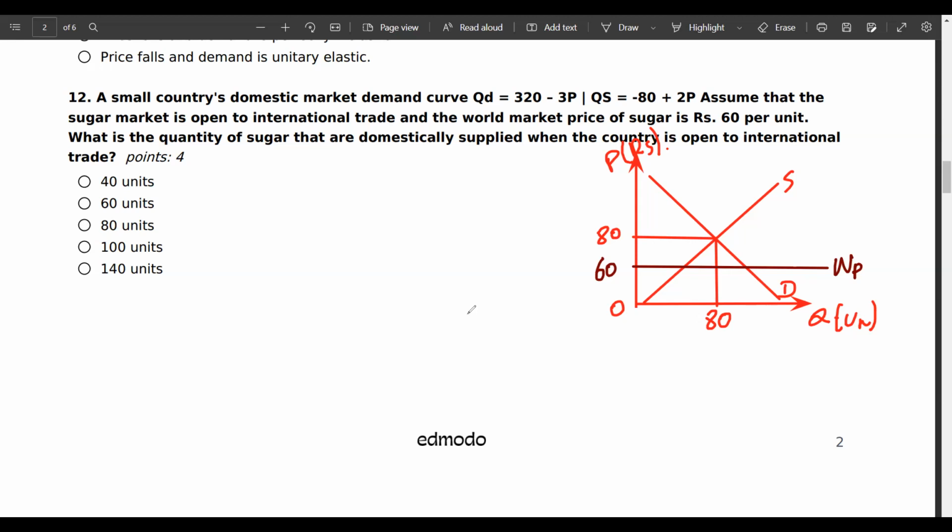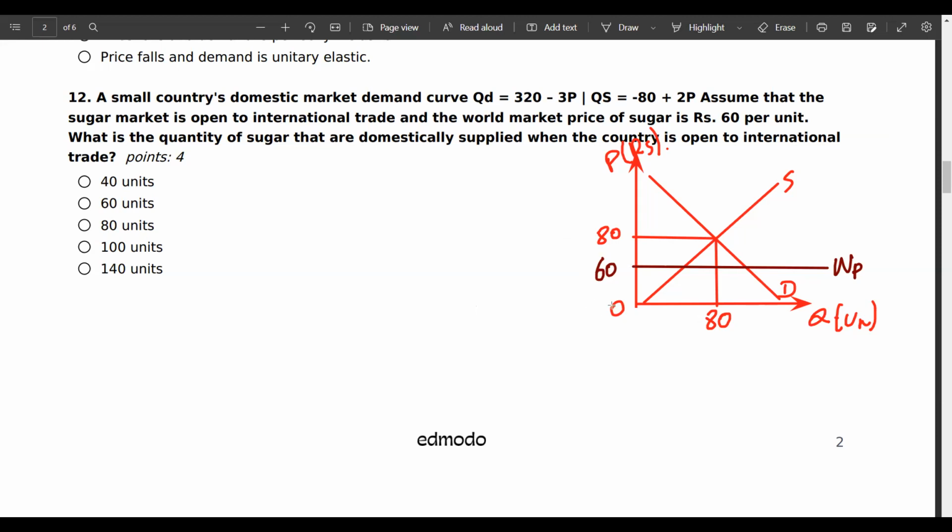So because of this 60 rupee world price, domestic producers can't sell at 80 rupees. They will also have to sell at 60 rupees now. So this 80 rupee, 80 units thing is now out of the way because of this international market interference. As a result, in Sri Lanka now, 60 will be the price.